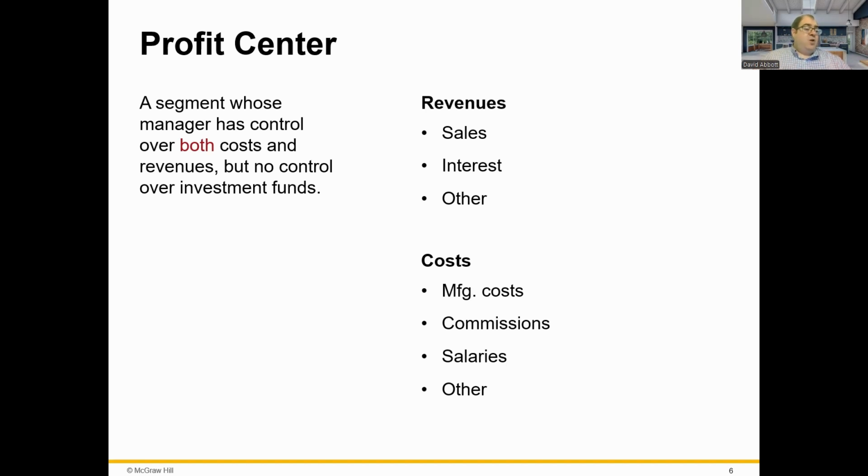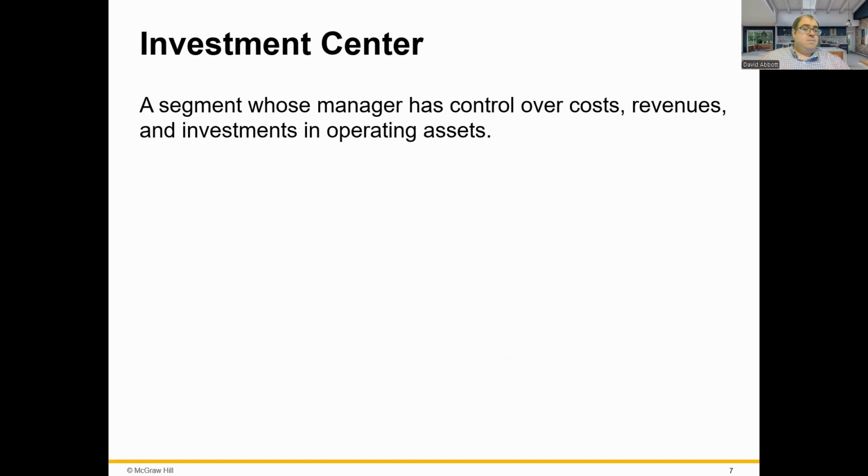Profit center managers are often evaluated by comparing actual profit to targeted or budgeted profit. But again, they have control over both revenues and costs. And generally, a profit center might be like somebody that runs a store, the manager of, let's say, a Starbucks, may operate as a profit center, possibly, depending upon how the organization, if it is truly decentralized or not.